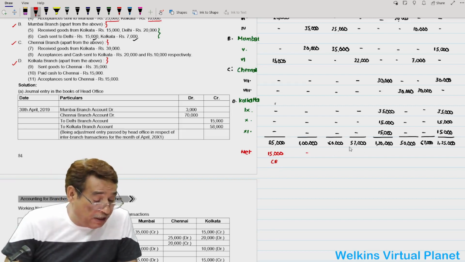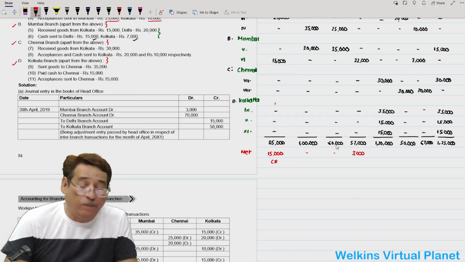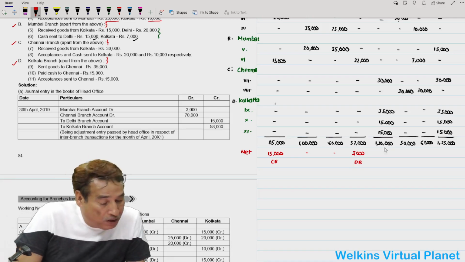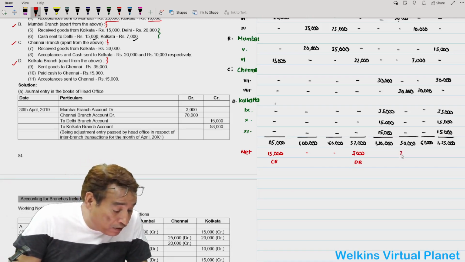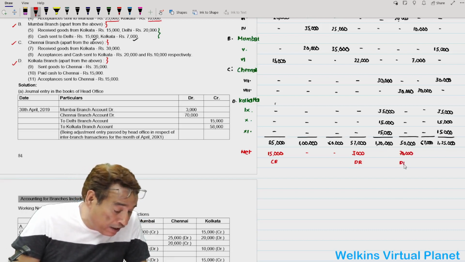Similarly, I will tally now here. In case of Mumbai, there is a balance appearing towards the credit side because debit side is more. This 3000 balance will be termed as debit balance. Is it clear to you? Similarly, as far as Chennai is concerned, the balancing figure is towards the credit side, but it will be termed as debit balance because debit side is more.